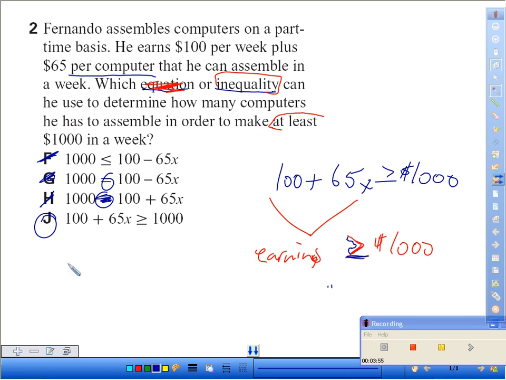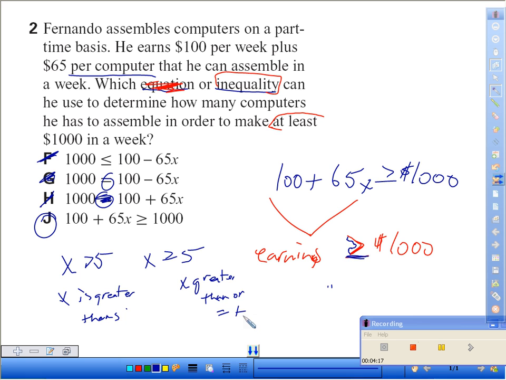Last thing on this problem, know the difference between these phrases right here. This says X is greater than 5. This says X is greater than or equal to 5. And it's all the difference in this little bar beneath it.